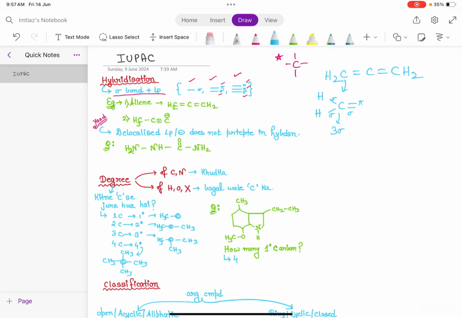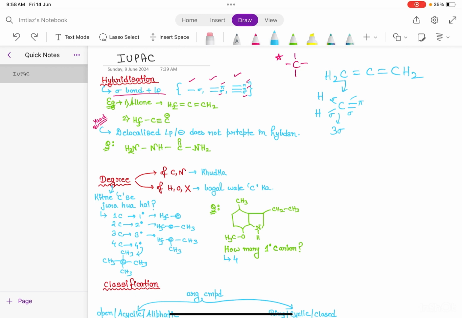Talking about lone pairs, as I mentioned, carbon has 4 valence electrons, and it has valency 4. It can have a maximum of 4 bonds, and here you have the 4 bonds: 1, 2, 3, 4. So 4 bonds are there, which means no lone pair is remaining.